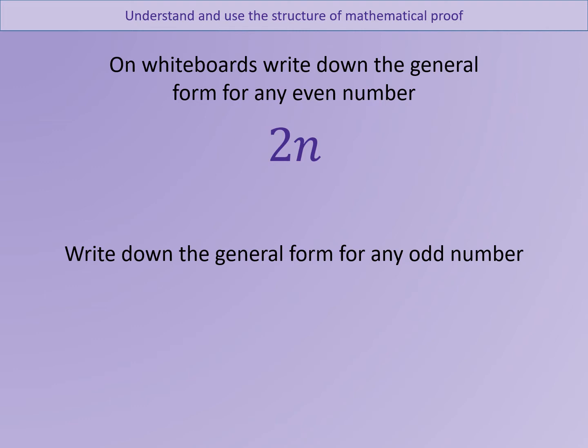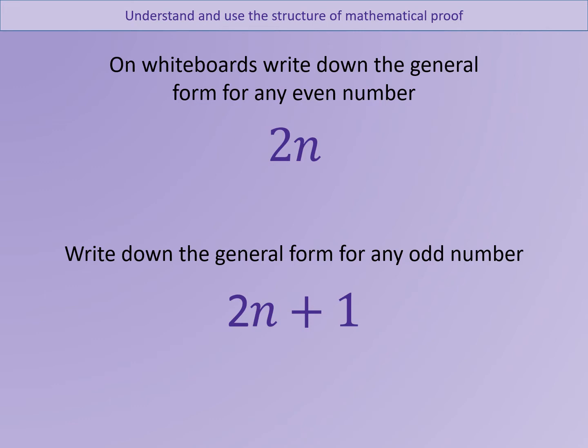Now, the reason why we're asking you to do these is because these general forms are often used in the proofs that we do. So it's important that we understand what they are. So the odd number generalization is 2n plus 1. Again, n is an arbitrary number. The most common mistake that we see here is that students put n plus 1 rather than 2n plus 1.